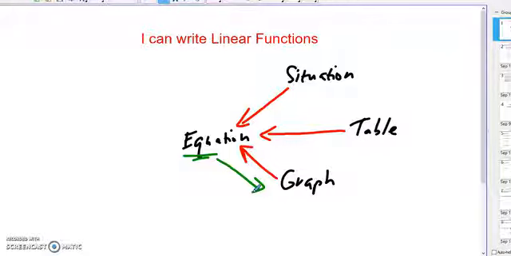So today, for this particular learning target, we're going to look at taking situations, which are word problems, tables, and graphs, and turning those into equations. And we're looking at specifically linear functions. That's the type of equation that we're creating.